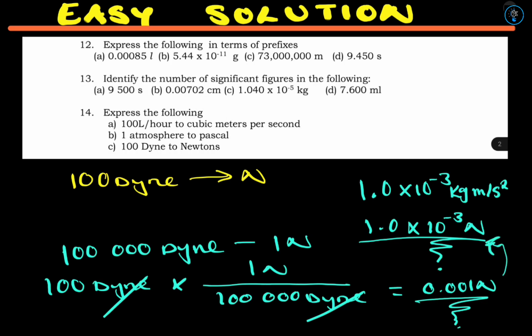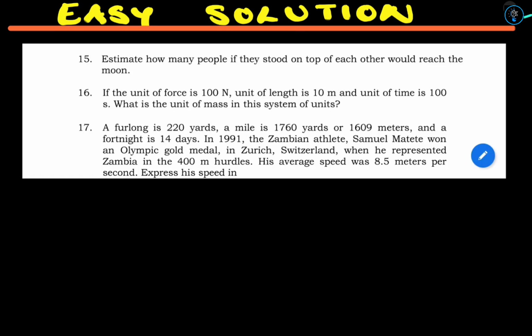Okay, let's jump to question 15. Question 15 reads, estimate how many people, if they stood on top of each other, would reach the moon. Okay, so we need to stack them one after another. So if this one is standing, the other one is standing on top of the head of the other one, until we reach the moon.